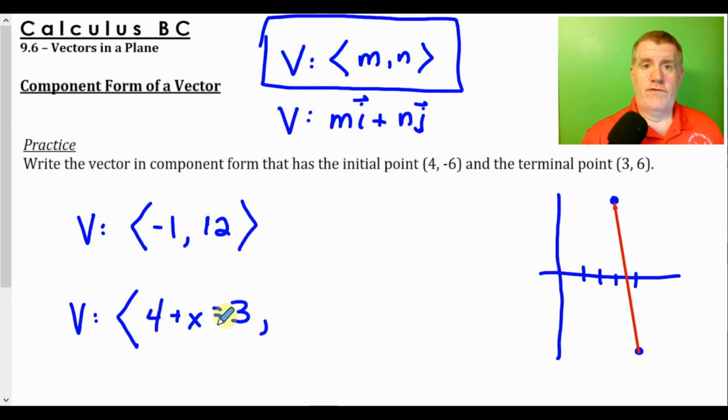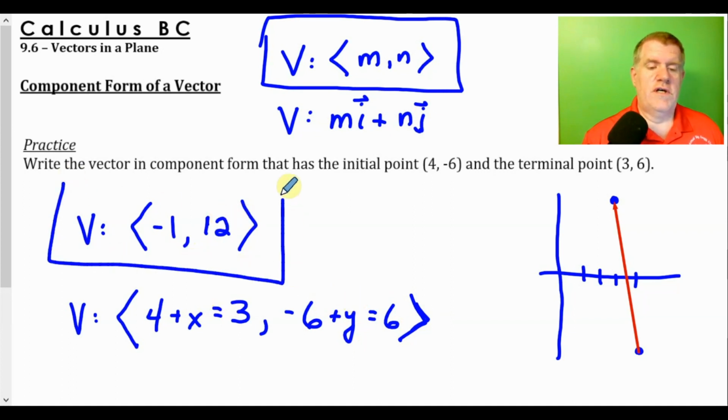How do I get from 4 to 3? How do I get from -6 to 6? Right, you just solve it for x: -1. Solve that for y: 12. So that's your vector in component form.